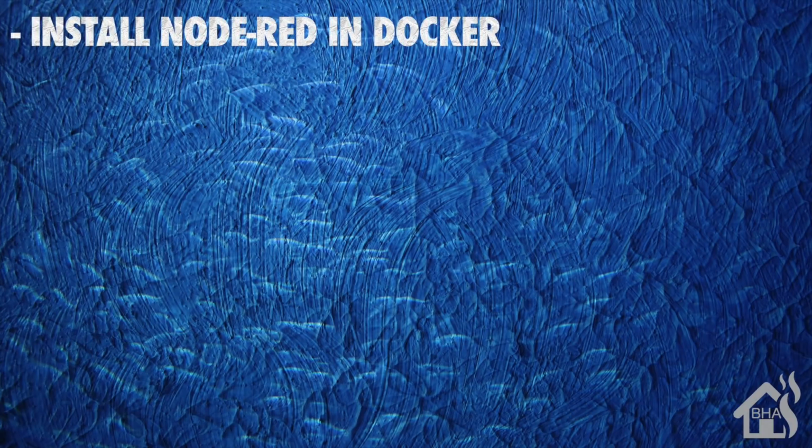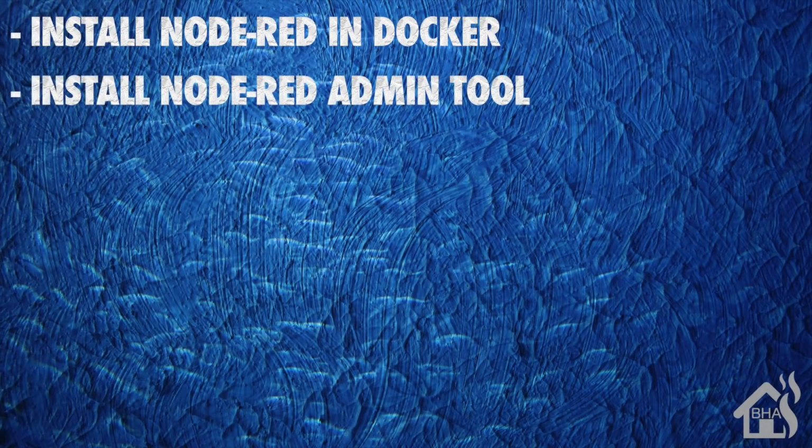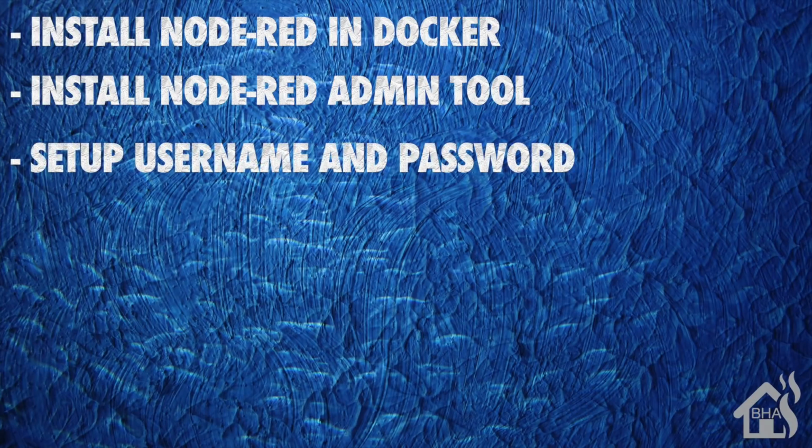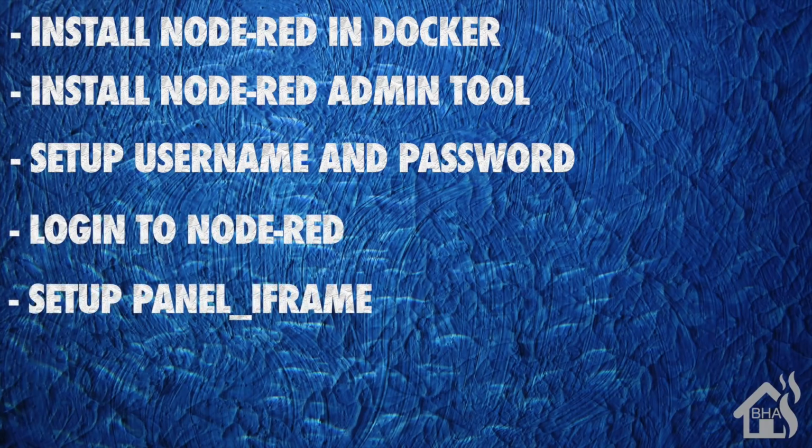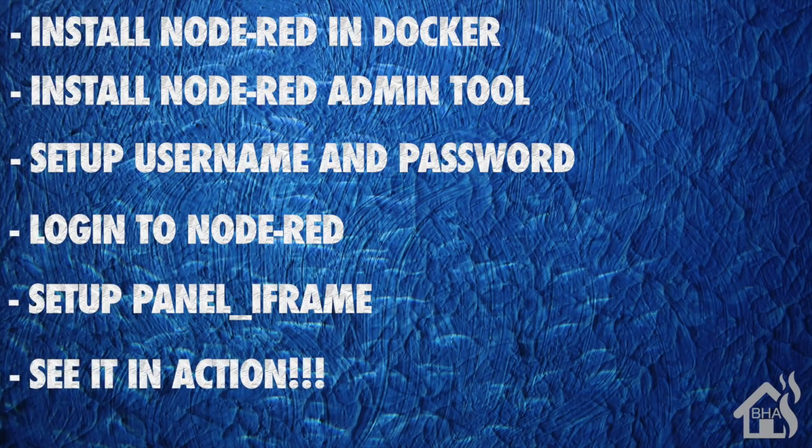So let's do a quick run through of everything we're going to cover in this video. Of course we're going to start by installing Node-RED in Docker. Once that's done, we're going to install the Node-RED admin tool. After that, we are ready to set up our username and password. Once that's set up, let's go ahead and log into Node-RED. Next, we'll show you how to set it up as a panel iframe in Home Assistant so that you'll have it there on that side menu. And lastly, I'll show you what that looks like in action. So let's get started.